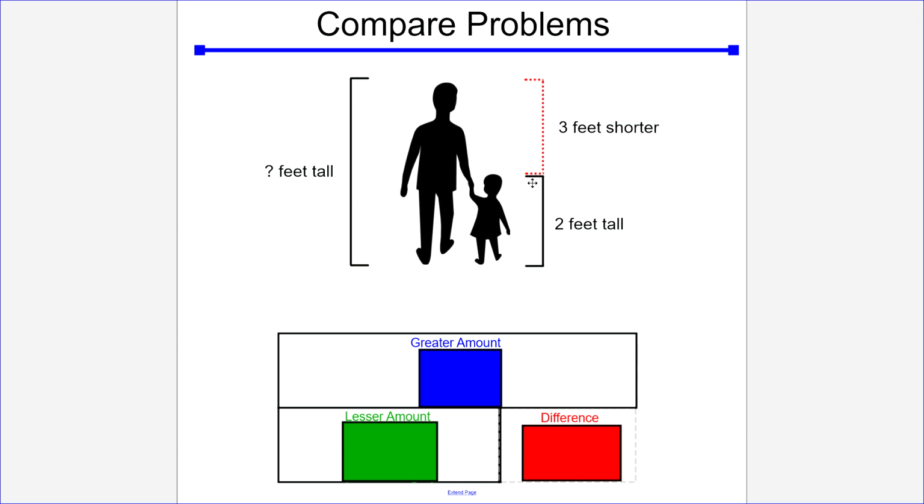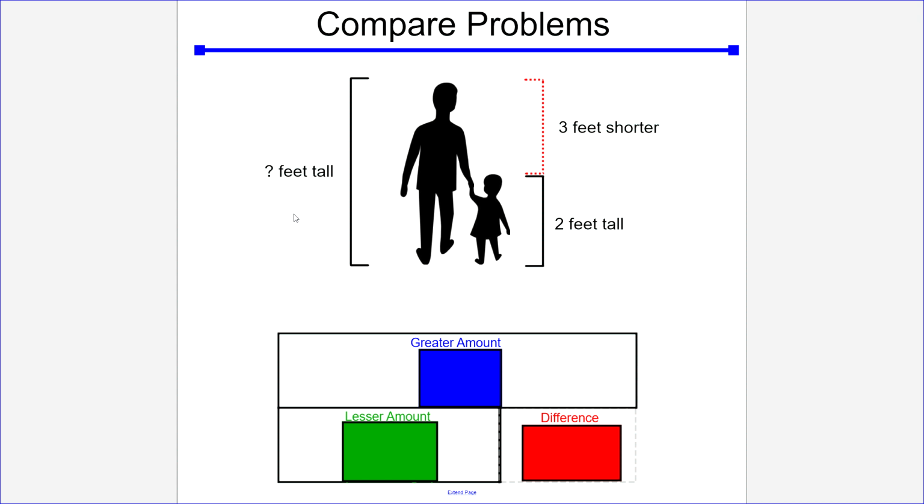So third grade, let's think carefully about how we could fill out our tape diagram to represent this problem. I want you to think, well, what are the two amounts? Obviously, the adult's height is one of the amounts. The other amount would be the child's height. Which one of those is the greater amount, the adult's height or the child's height? Clearly, the adult's height would be the greater amount because the adult is taller.